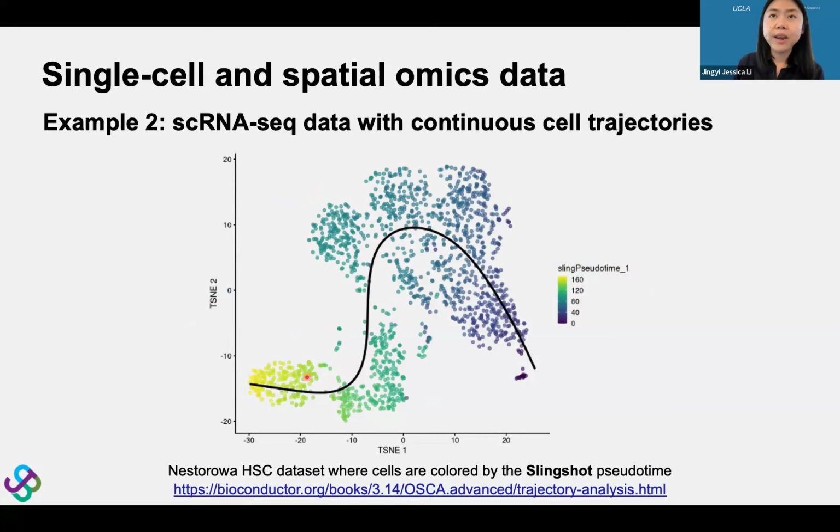The second example is that single-cell RNA-seq data may represent a continuous cell trajectory, such as cell differentiation. In this case, we're not dividing cells into discrete cell types. Rather, we are ordering the cells in a continuous trajectory, and this trajectory is inferred from data. We hope that this trajectory, which represents an order of the cells, reflects some underlying dynamic process.